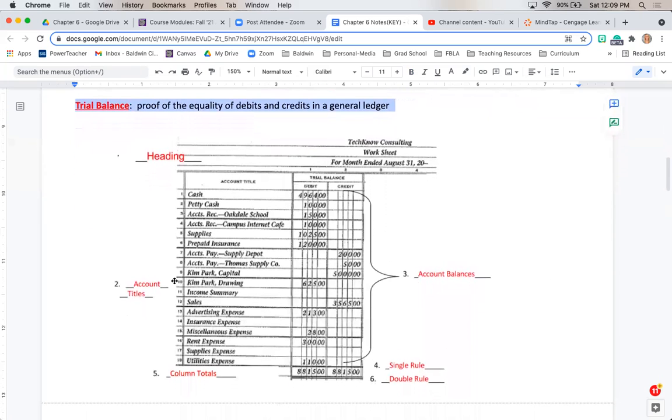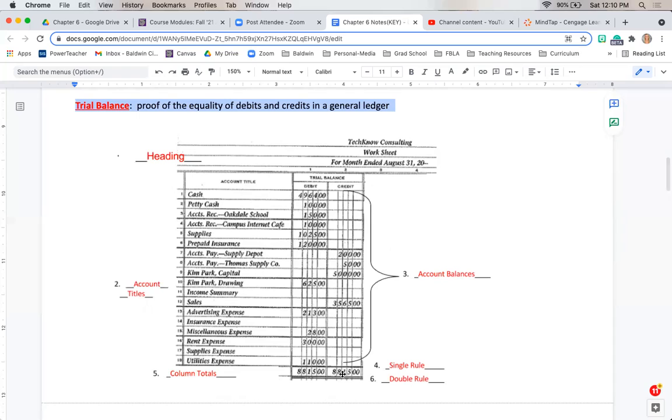Here is a snapshot of a trial balance on a worksheet. This is not the full worksheet. It is just showing what we are going to complete today. It has our heading, company name, financial statement, our date for month ended. Then it has all of our accounts in our business, every single one of them, even if they don't have a balance, like income summary or supplies expense. It also has the balances, whether it is a debit or a credit balance, depending on the account type. Then at the bottom, it has our total debits and our total credits.